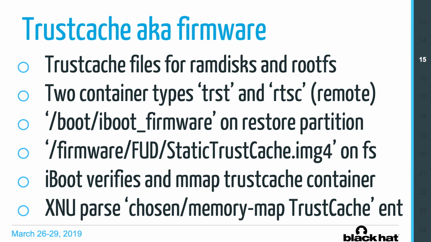So each RAM disk, when it gets loaded, requires the trust cache image to be uploaded first. And there are two container types, again, for local and remote boot. During the restore time, iOS will look for /boot/iBoot firmware in a restore partition to read the trust cache for root FS. In the case of normal boot, it just looks for the file system firmware-fud static trust cache image.